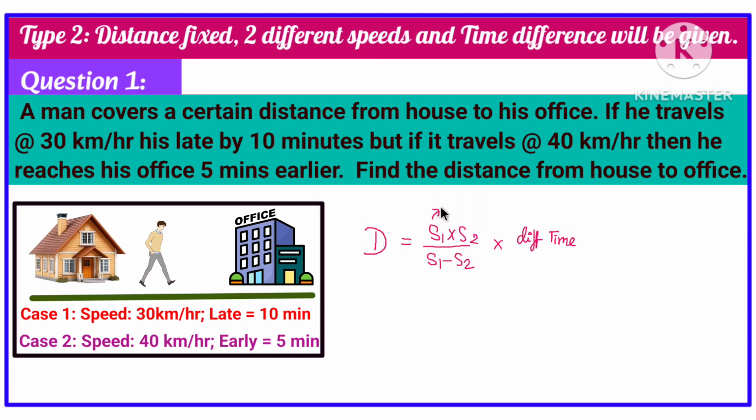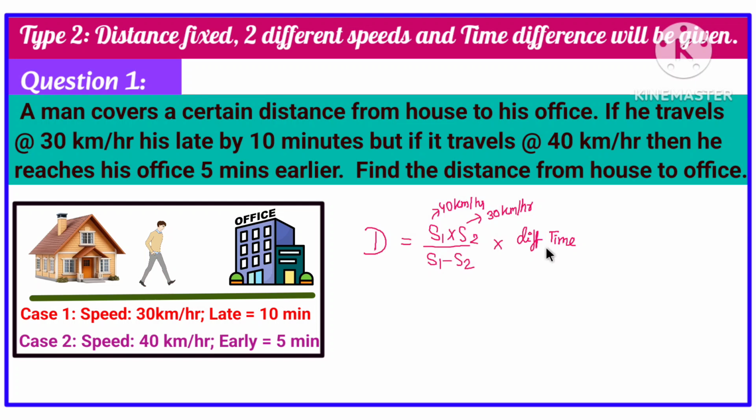Here speed 1 is 40 km per hour and speed 2 is 30 km per hour. So here the speed is given in kilometer per hour. As we have hours here, the time difference will also be in hours. But how are you going to find the time difference? That is very important here.